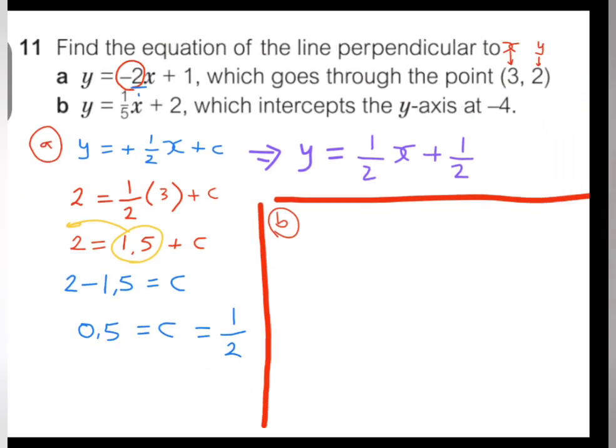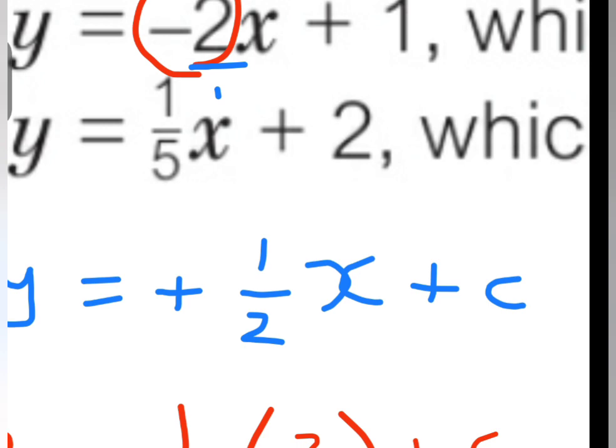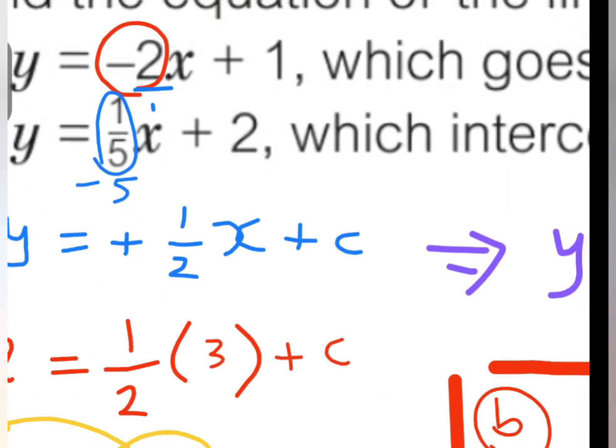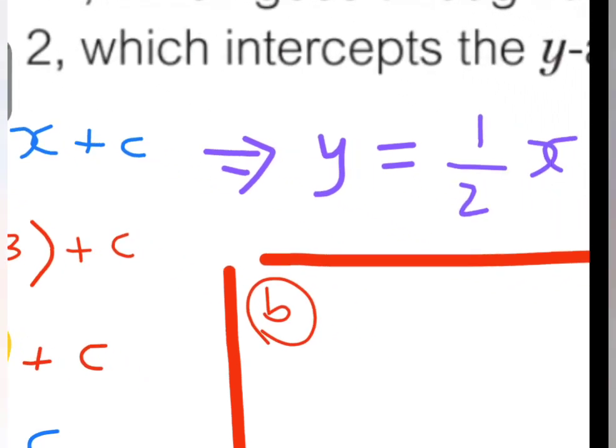So first thing we do, we find the gradient. Now, the gradient of this line is positive 1 over 5. So first thing, the gradient will be what? Very good. First step, we change the sign, so it's going to be negative. And then we flip these, so they're going to be 5 over 1, which is 5. So the gradient is -5. We're going to use it and put it in the equation.